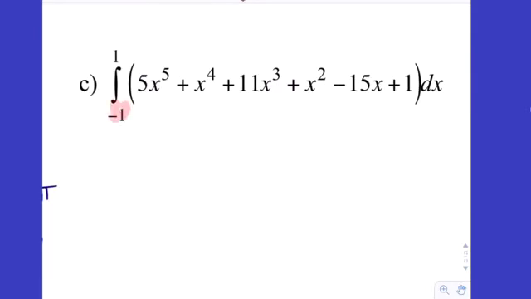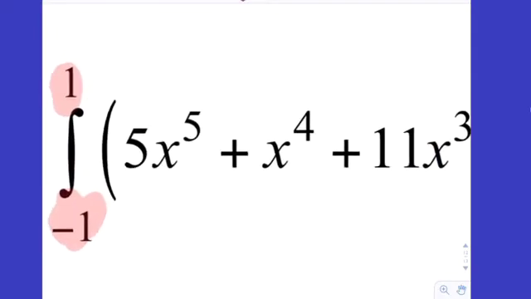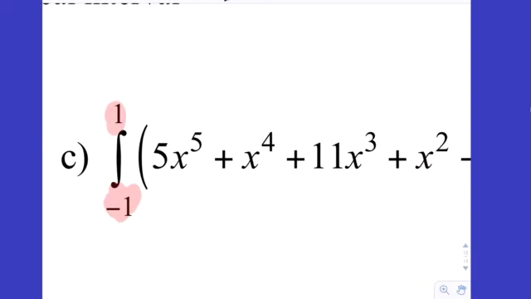Letter C. We're going from -1 to 1. Symmetrical interval. Let's see if our 5th degree polynomial is even, odd, or neither. Term by term. 5x to the 5th is odd. X to the 4th, even. Ugh. So if you have some terms that are even and some terms that are odd, the whole thing is neither, which means you can't use symmetry.